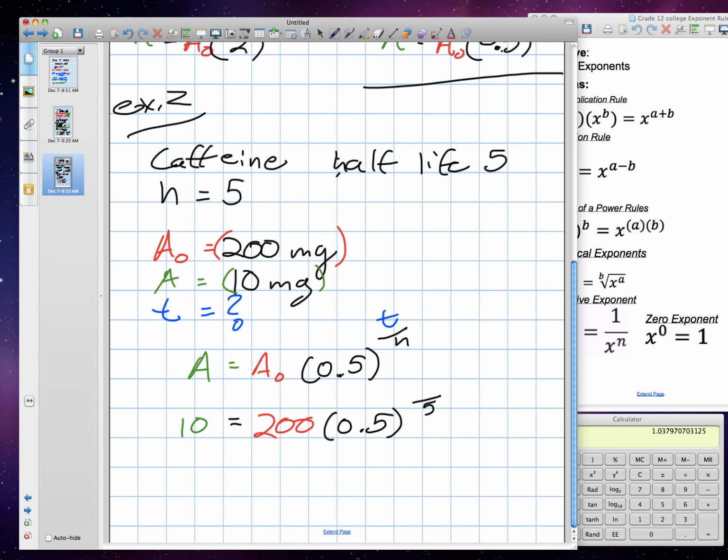So we have to use the same idea in order to solve. We're going to have to use a method of trial and error. So, like before, we want to try to make this side of the equation as simple as possible. So, think of this as a term multiplied by 200. I'm going to move 200 to the other side of the equation, so we're just working with that term. We'll have less to punch into the calculator that way. So when I move 200 over, I'm going to get 10 divided by 200 is equal to 0.5 to the power of T divided by 5.